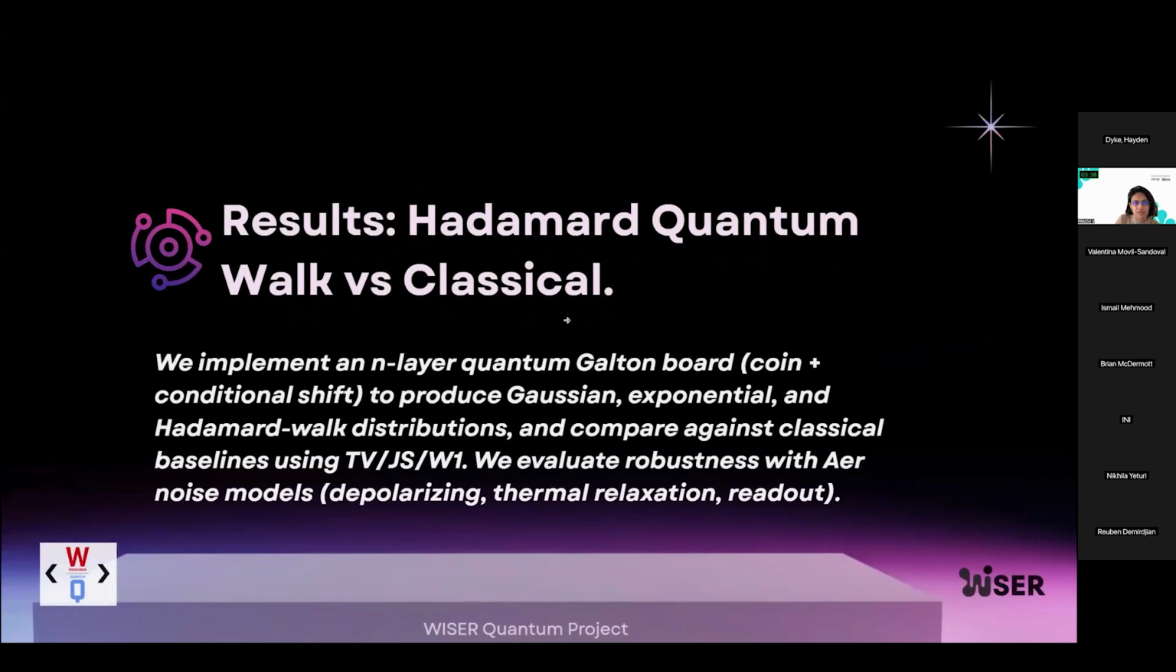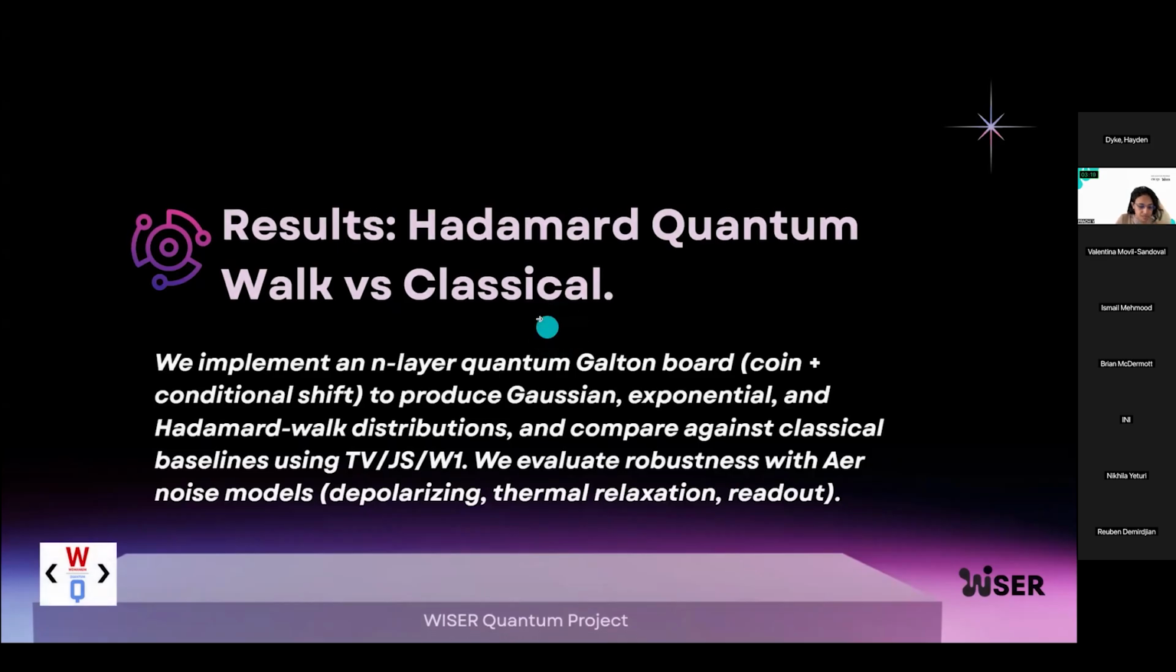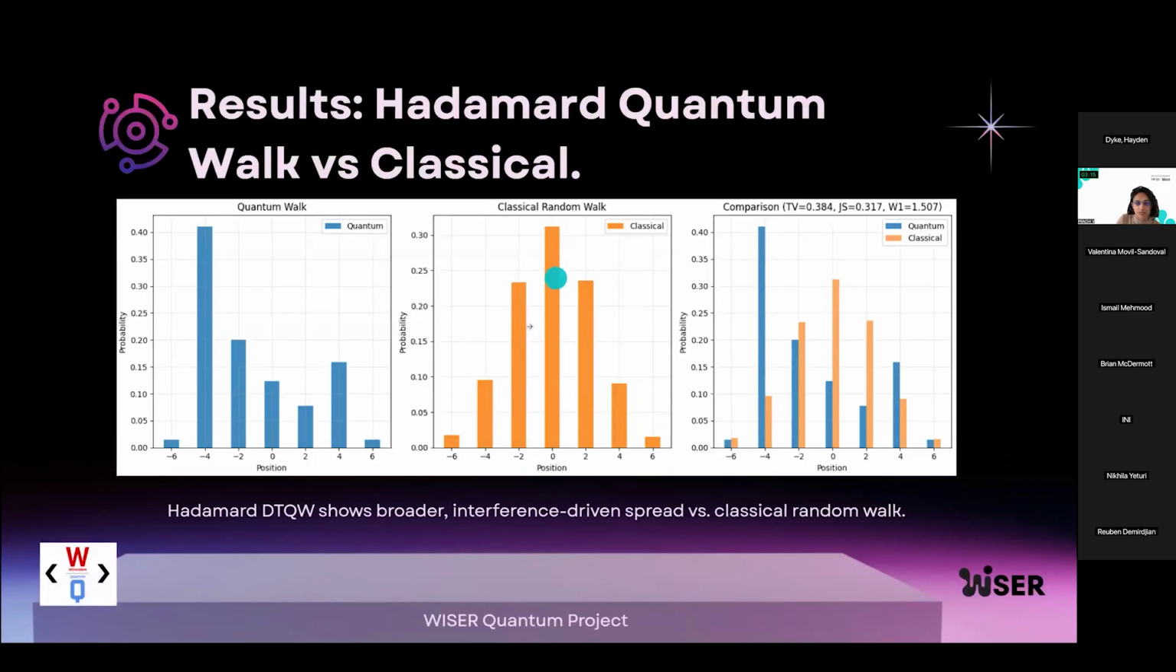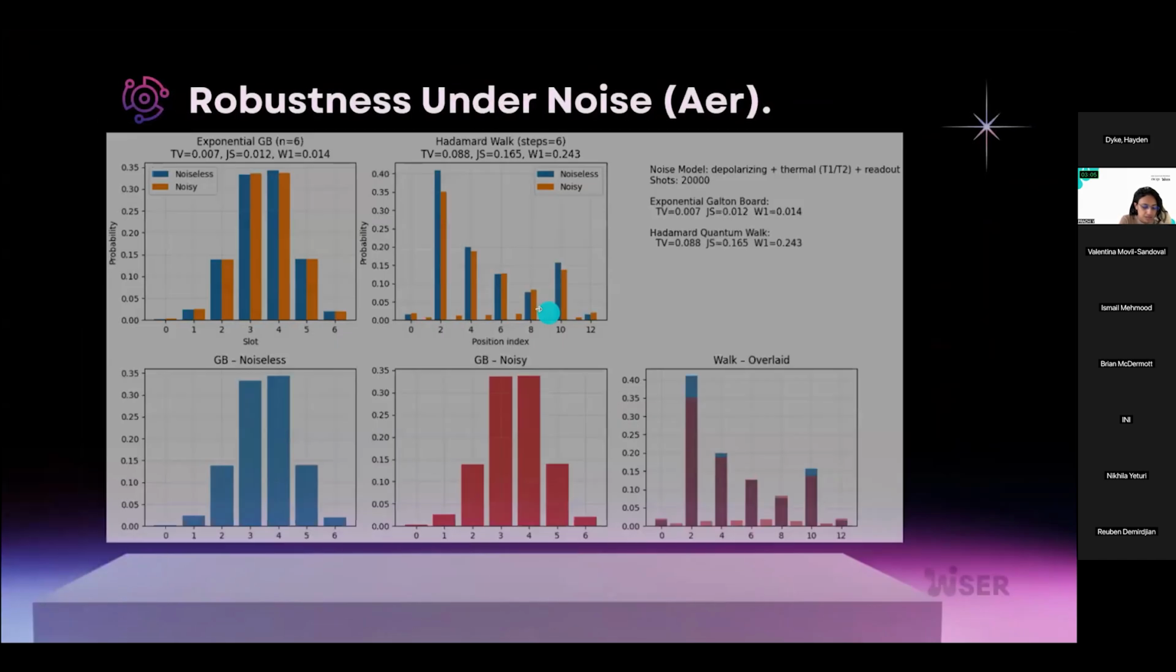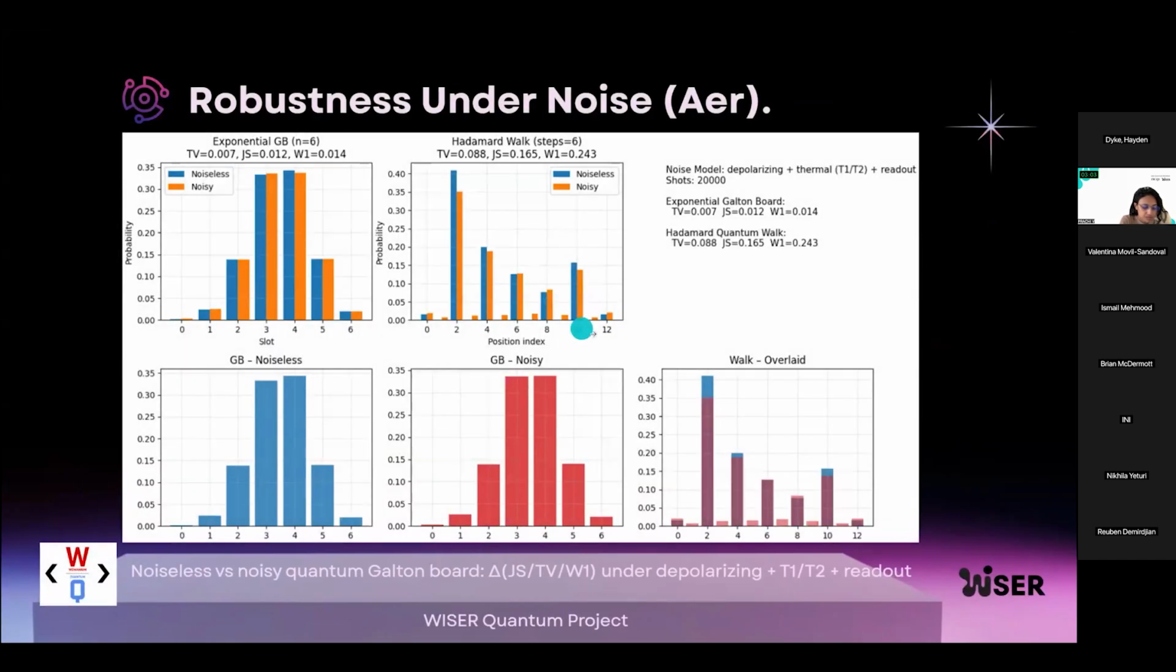These are the results that we were able to implement. We implemented an n-layer quantum Galton board to produce Gaussian, exponential, and Hadamard distributions, evaluated with total variation, Jensen-Shannon, and Wasserstein. We were also able to do this with error noise models, like depolarizing and thermal relaxation. These show the broader interference-driven spread versus classical random walks. This is one of the results that we were able to get, and this is the robustness under noise.